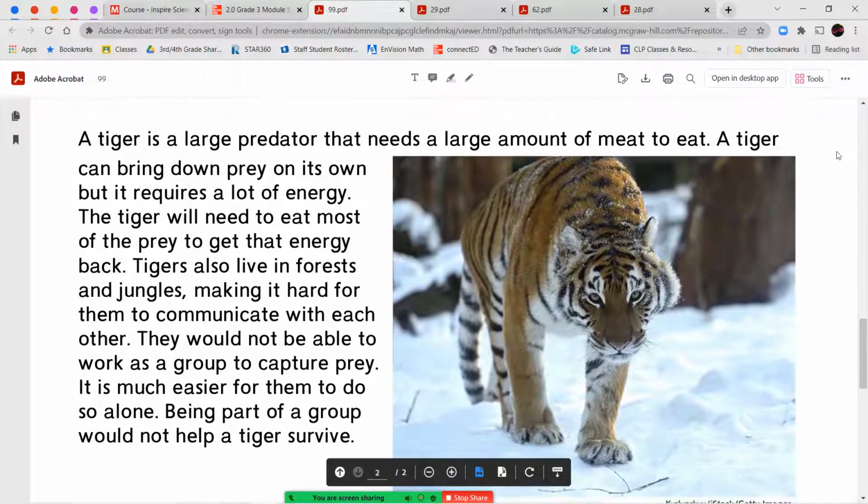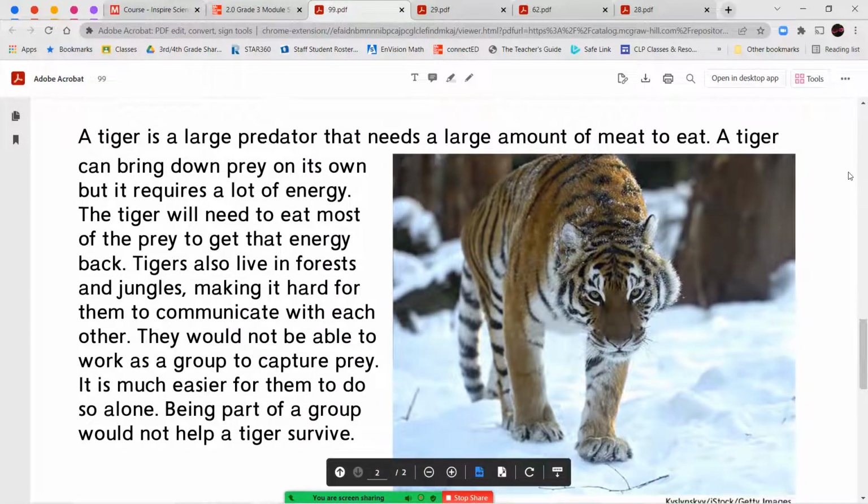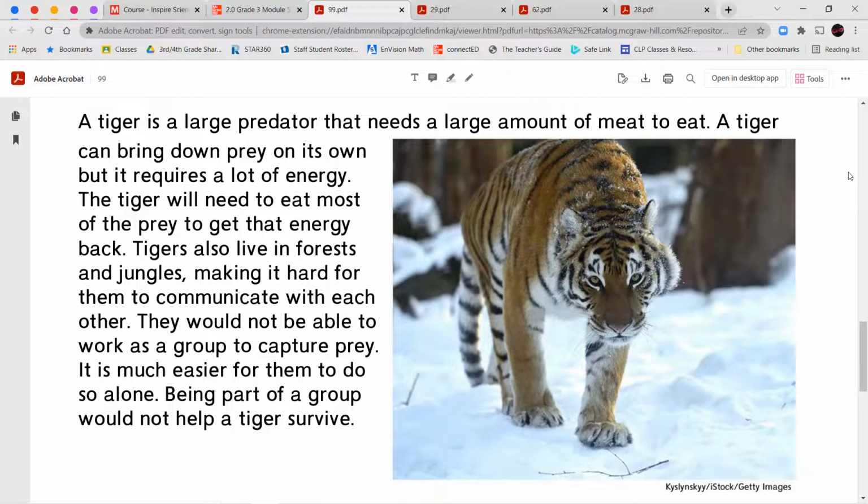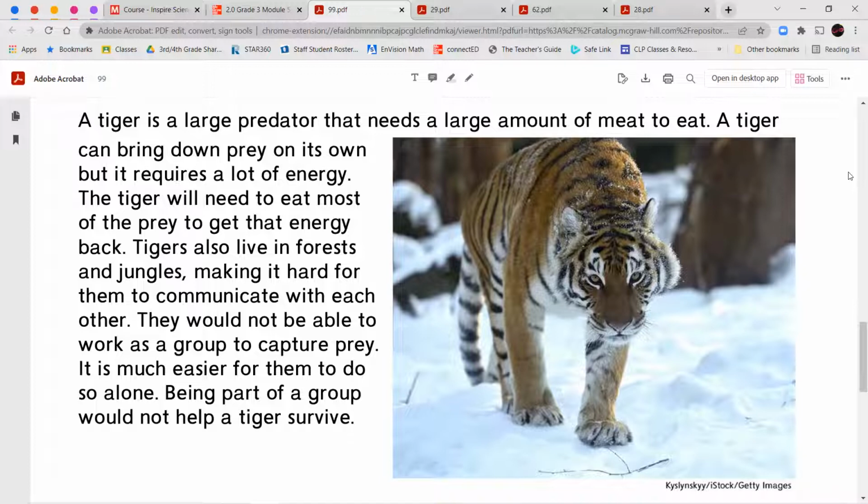A tiger is a large predator that needs a large amount of meat to eat. A tiger can bring down prey on its own, but it requires a lot of energy. The tiger will need to eat most of the prey to get that energy back. Tigers also live in forests and jungles, making it hard for them to communicate with each other. They would not be able to work together as a group to capture prey. It's much easier for them to do so alone. Being part of a group would not help a tiger to survive.